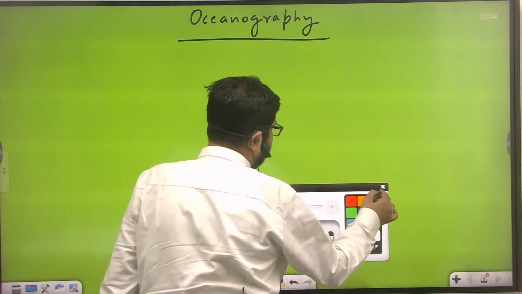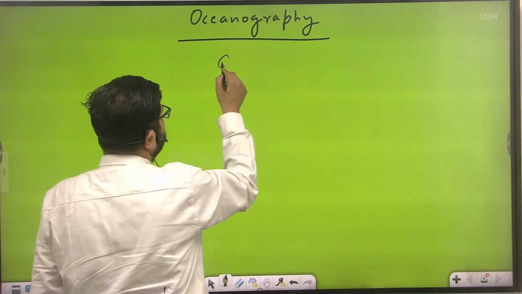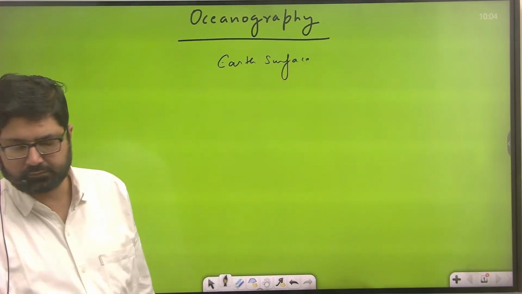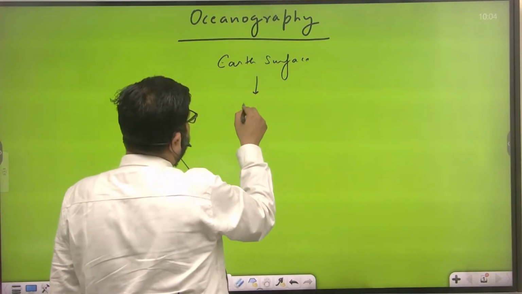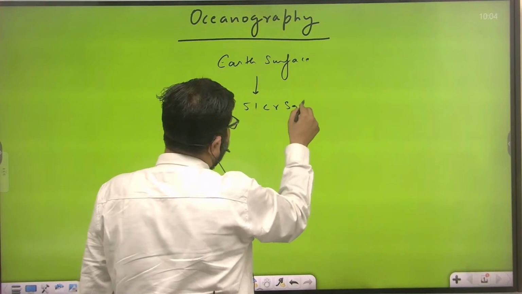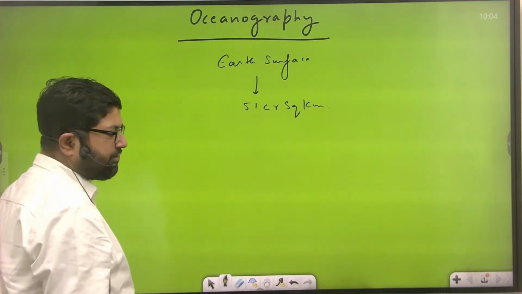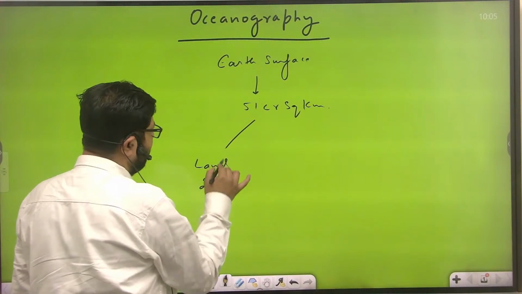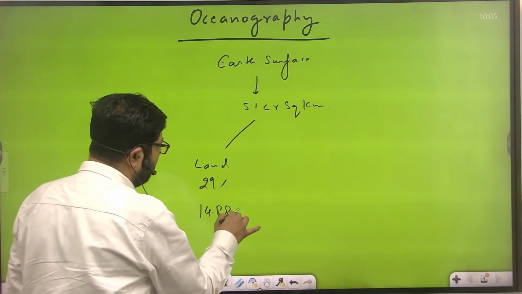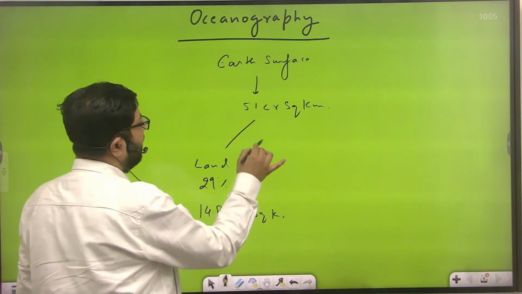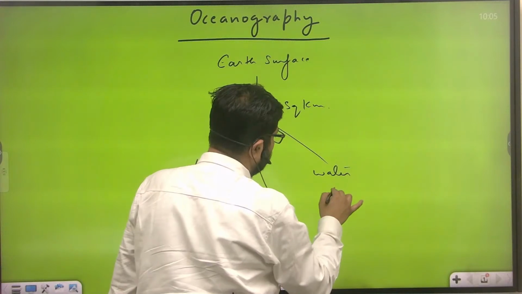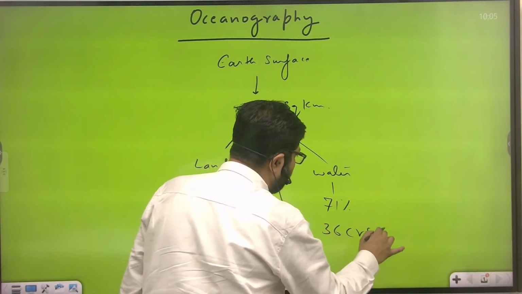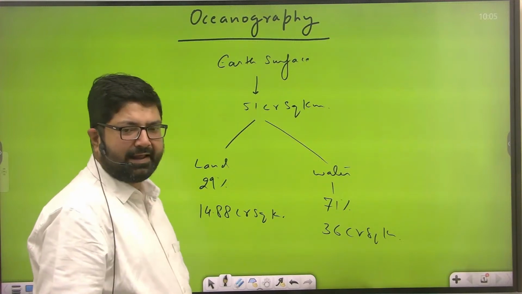If you see in terms of area, the total Earth's surface is 51 crore square kilometer, out of which land, that accounts for 29% area, is 14.88 crore square kilometer, and the water bodies account for 71% of the total area. This is 36 crore square kilometer. That water bodies far exceed land area.